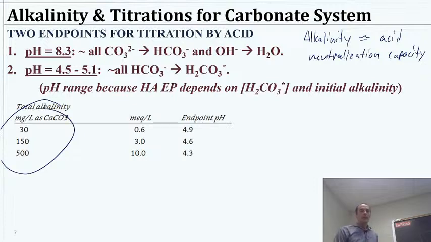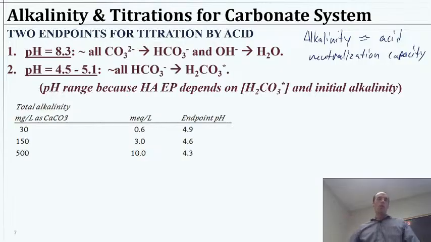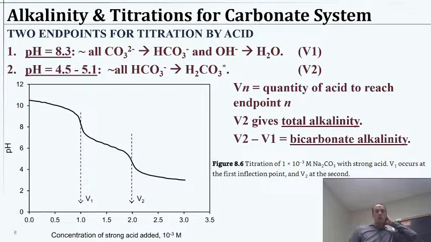So basically, that endpoint happens when we've converted all of our bicarbonate to carbonic acid. And by all of it, I mean any substantial amount. So those are the two endpoints, and we can then understand what happens when we titrate a solution going to those endpoints. So we can label these as V1 and V2, where the V is the quantity of acid required to push the solution to that endpoint.